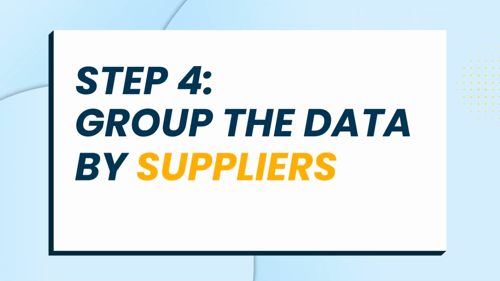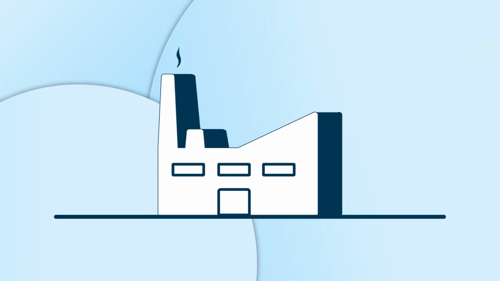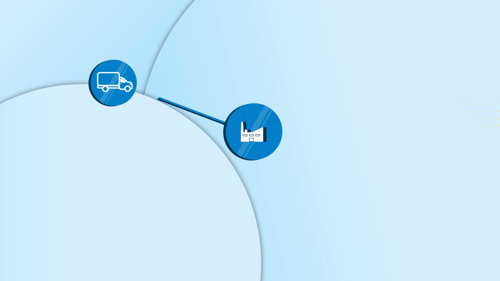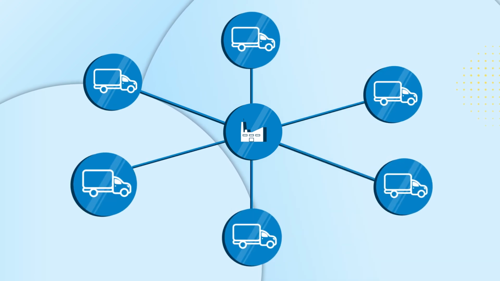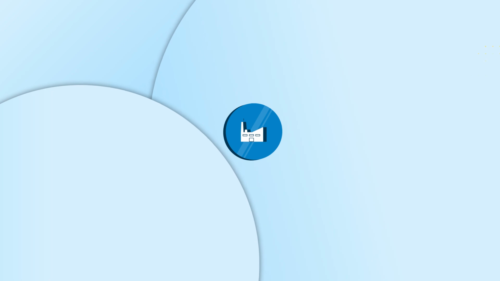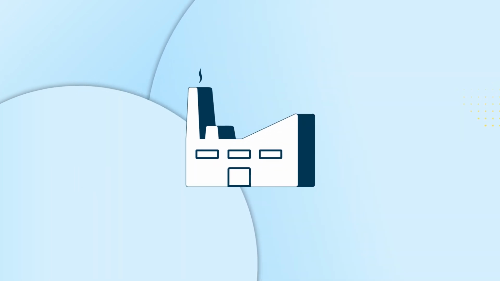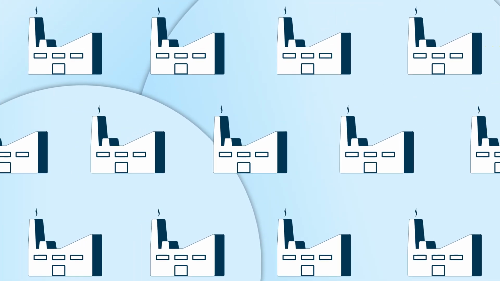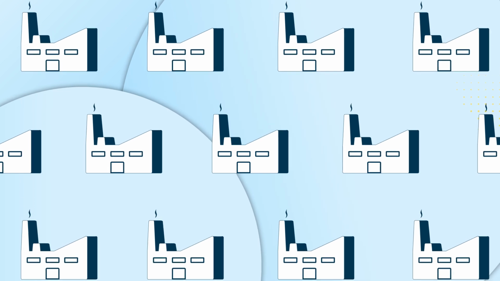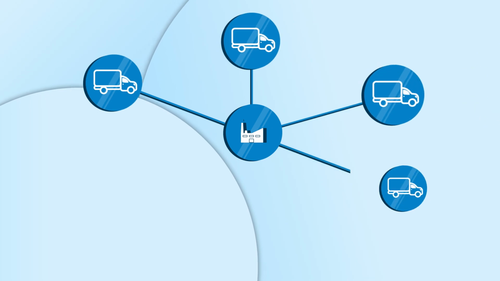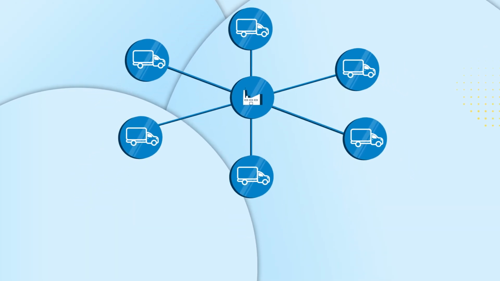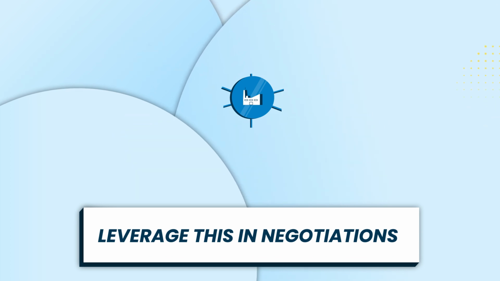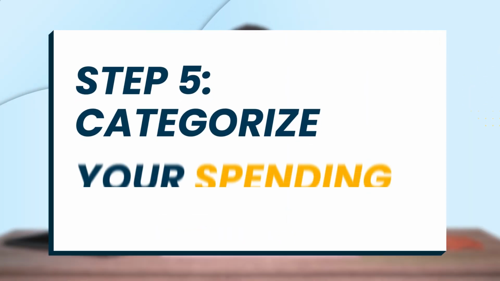After your spend data has been polished, you want to group the data by suppliers. This will not only help you manage your suppliers better, but also show you exactly how many suppliers there are in your supply chain. Some suppliers might be part of the same parent company, in which case they count as a single supplier. This information will give you more purchasing power with those parent companies with multiple suppliers. You'll also be able to see exactly how much business you're conducting with each supplier and leverage this information in negotiations. The next step is to categorize your spending.